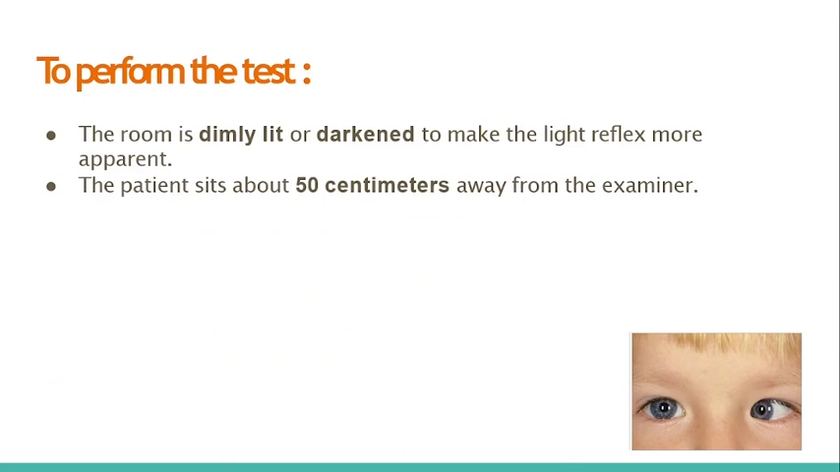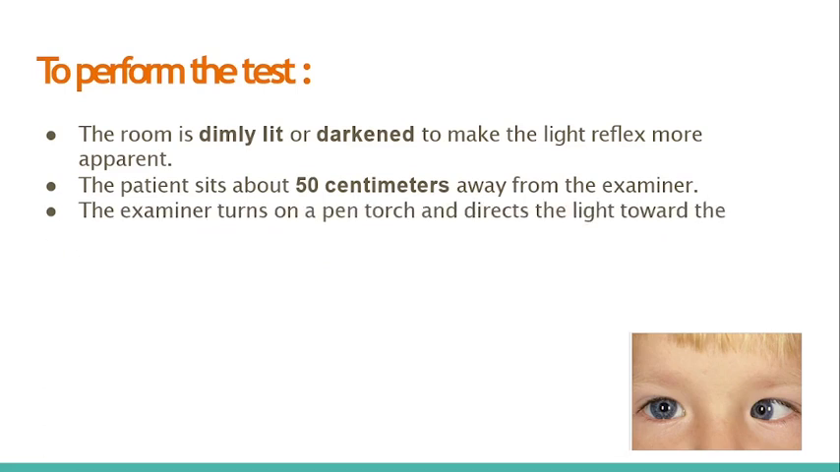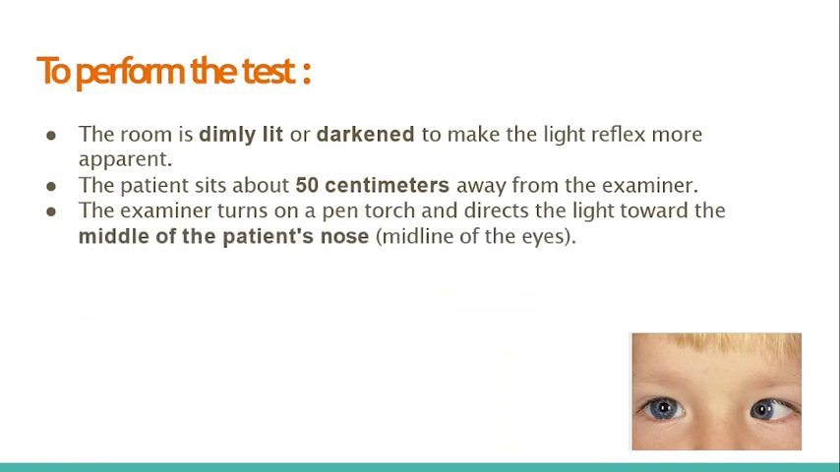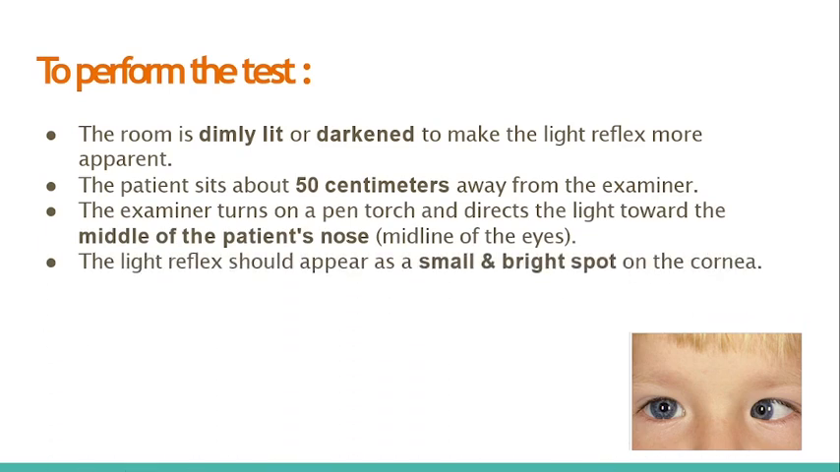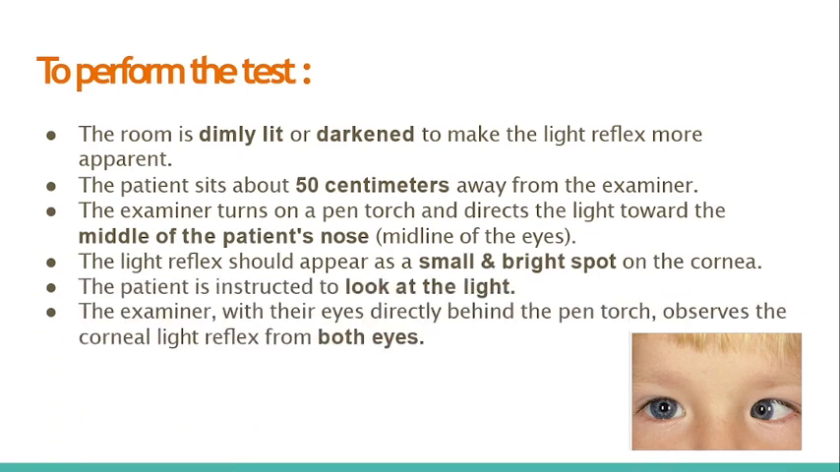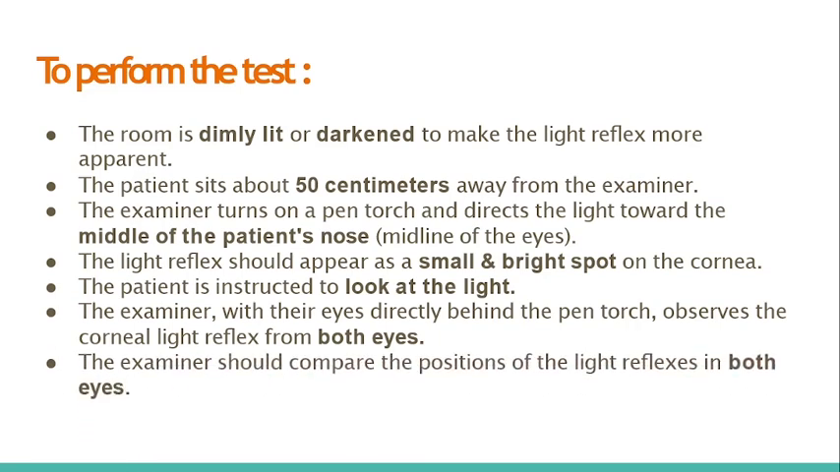The patient sits about 50 centimeters away from the examiner. The examiner turns on a pen torch and directs the light toward the middle of the patient's nose (midline of the eyes). The light reflex should appear as a small and bright spot on the cornea. The patient is instructed to look at the light. The examiner, with their eyes directly behind the pen torch, observes the corneal light reflex from both eyes. The examiner should compare the positions of the light reflexes in both eyes.